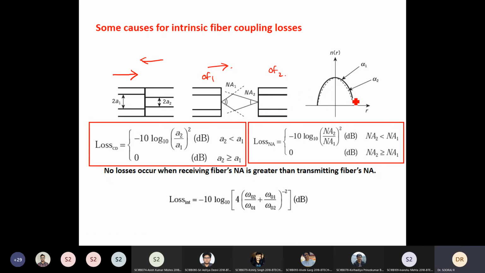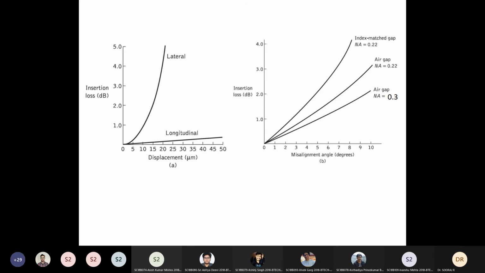Similarly, the refractive index profile of the two optical fibers is also important. You'll have to ensure that the refractive index profiles of these two optical fibers also match. Now if you plot the insertion loss, by the way, what is insertion loss? What do you mean by insertion loss?